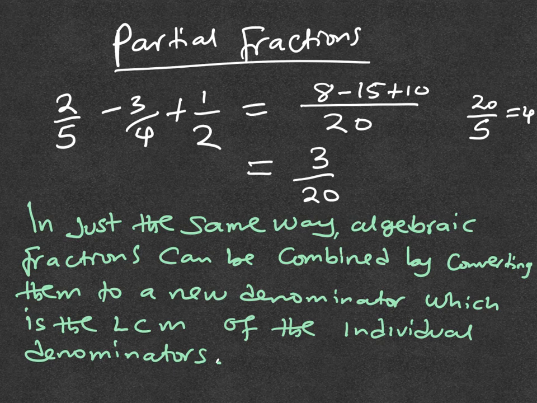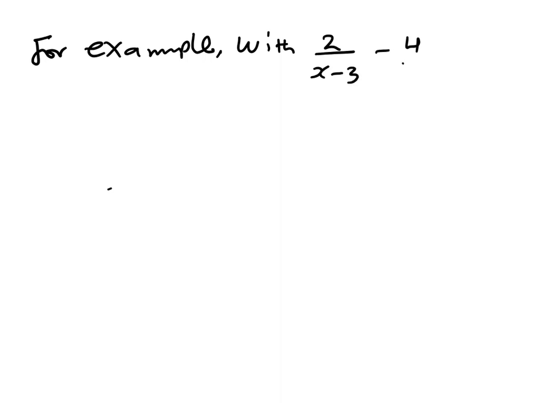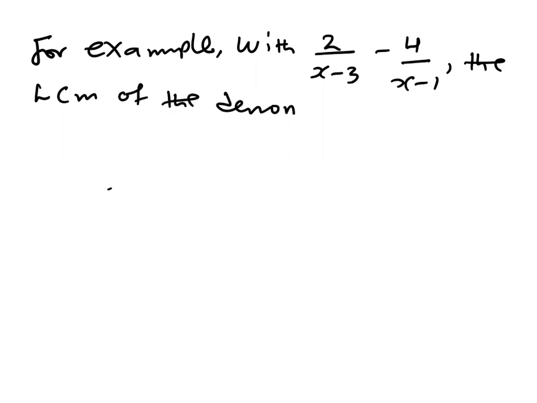Let's look at an example and see how this is done. It is really very easy. It's all about finding the LCM, and the LCM of algebraic fractions is simply the product of the denominators. For example, with 2 over x minus 3 minus 4 over x minus 1, the LCM of the denominators is x minus 3 into x minus 1.